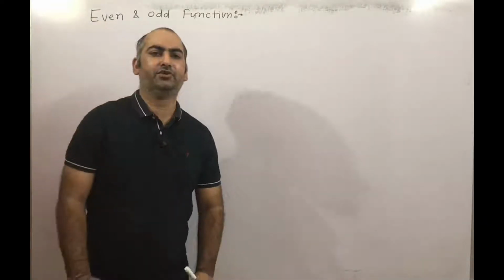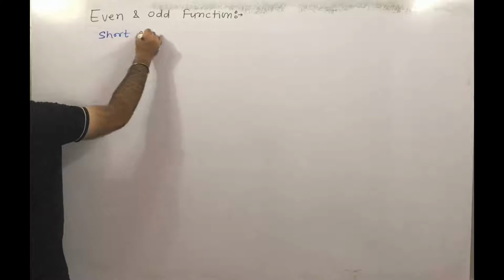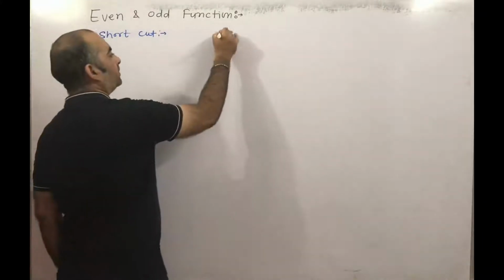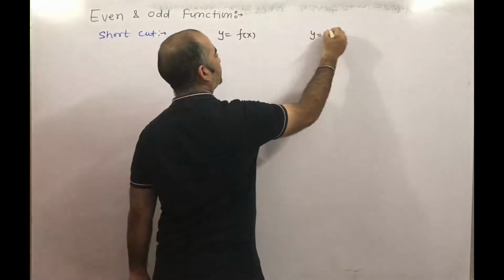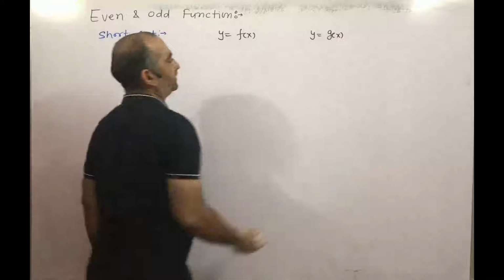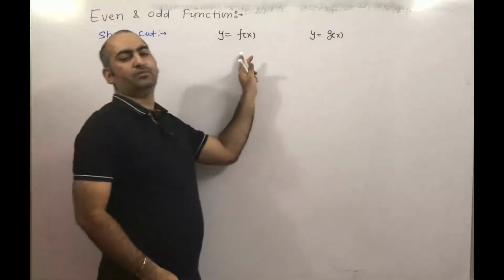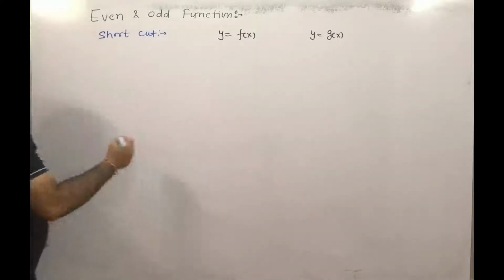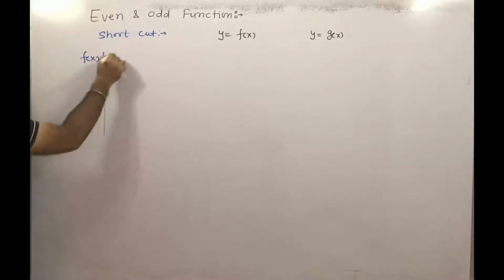Next we are discussing the shortcut. What is the shortcut? y = f(x) and y = g(x). There are two functions. f(x) can be odd or even, similarly g(x) can be odd or even. So we are making a table: on this side we write f(x) and on this side we write g(x).